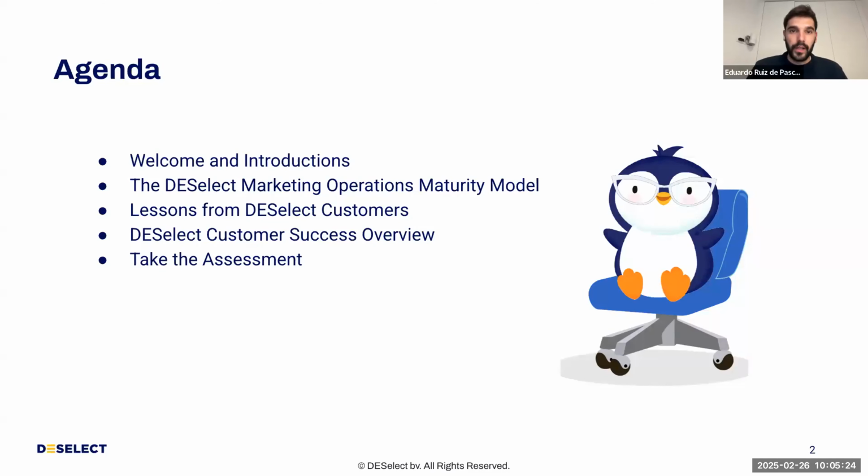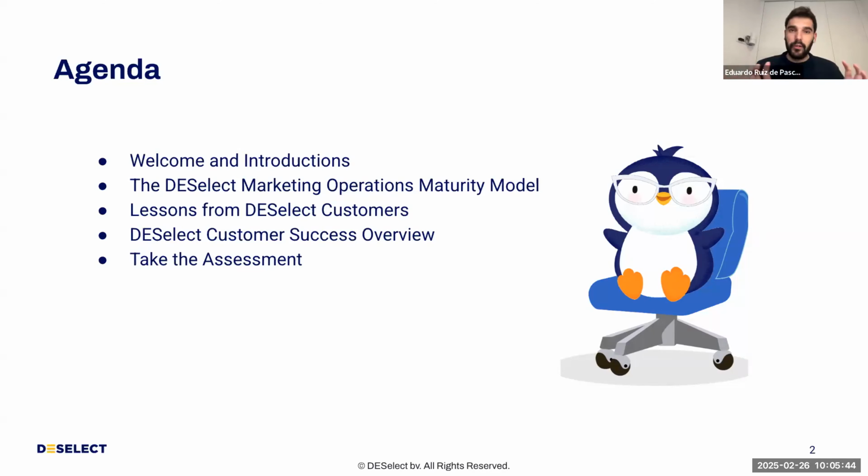So first of all, we will do some introductions. What's DESelect, in case you don't know it yet. Then we will go to the marketing maturity model. So what's this service about? What have we done with it? What's the value you can get from it? What are the lessons that we got from when we started to roll this out with our own customers?